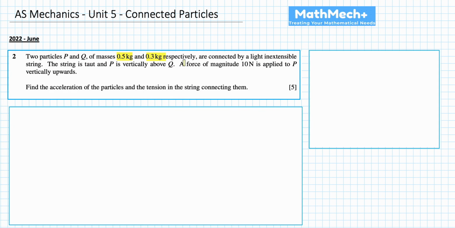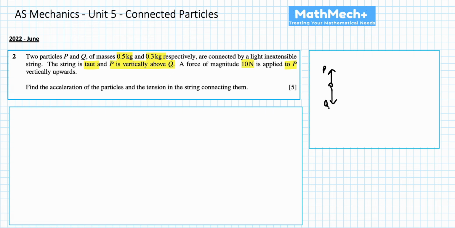In this question, we have two particles with two masses there, and the string is taut, and P is vertically above Q. That's a very important part. The force is 10 newtons. And as per usual with these questions, you're finding acceleration and tension between the aspects of the string. And there's a few questions here today that we'll be doing that. Part A especially, the first part, is almost always finding those two aspects for the connected particles.